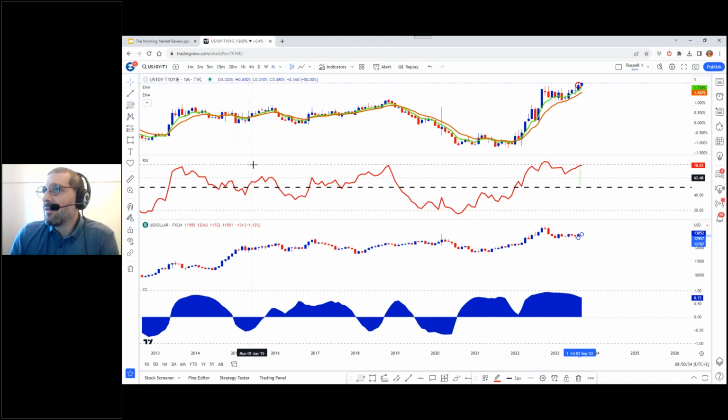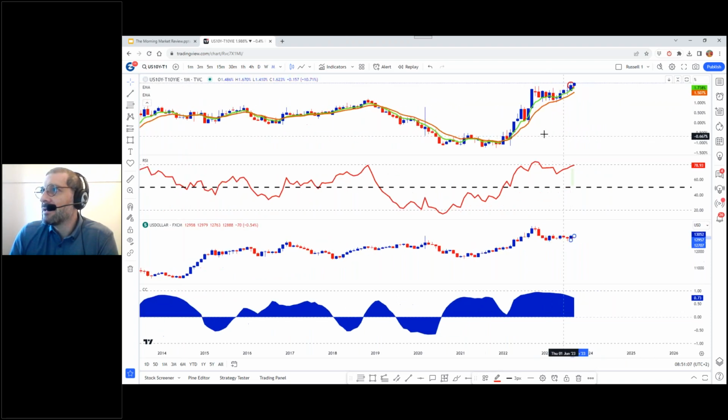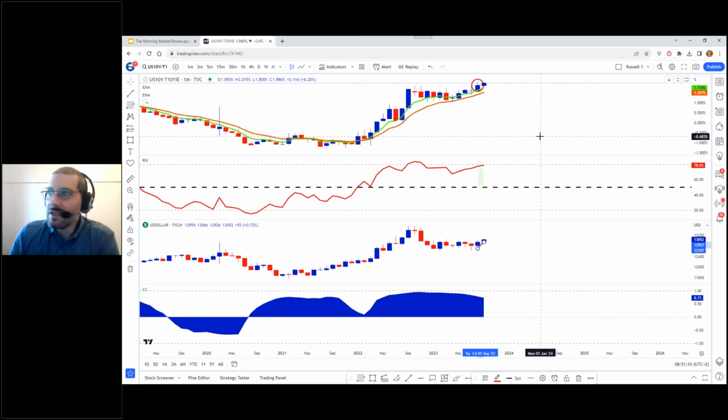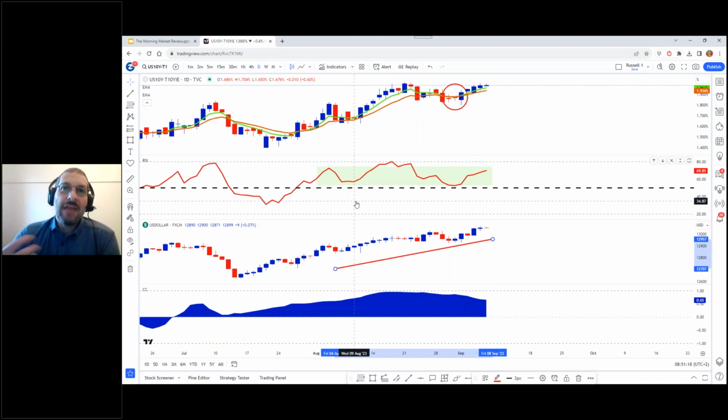I mean, we can go all the way back to 2009, 2008, I beg your pardon. That's kind of where we are now with the real yield. So it's really elevated, it's sort of at decade highs, and the dollar seems to be a major beneficiary of that.